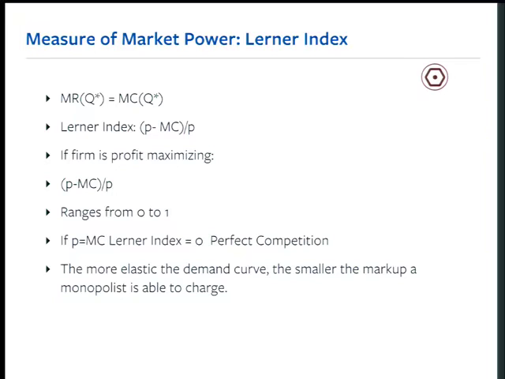So what you're getting here is a nice continuous measure of market power, which simply maps the distance between price and marginal cost relative to price into an interval between 0 and 1. All right? So the Lerner Index goes from 0 to 1. 0 means perfect competition. The further away from 0 you are, the closer you are to 1, the more market power there is in a certain market.